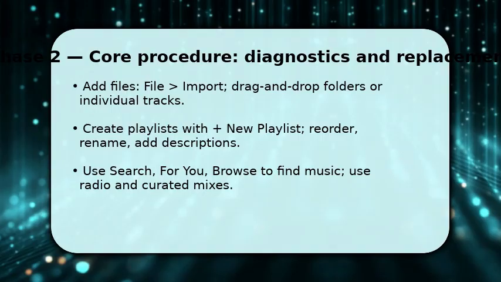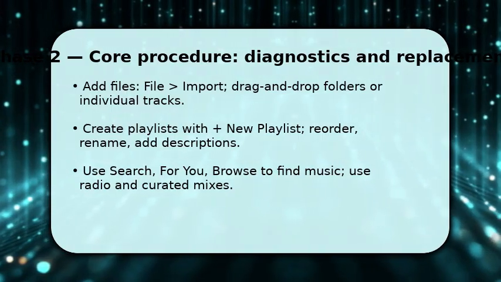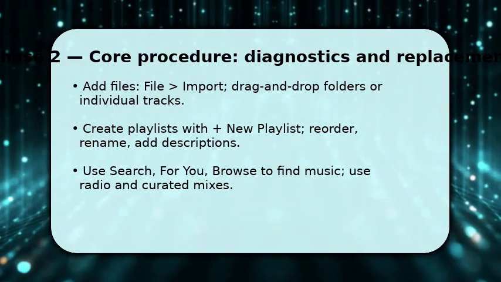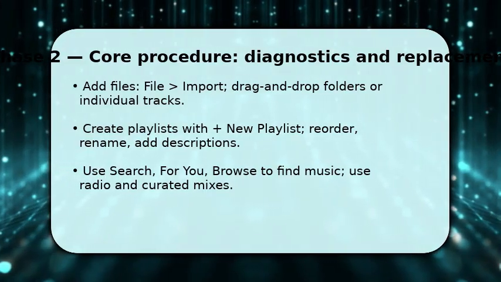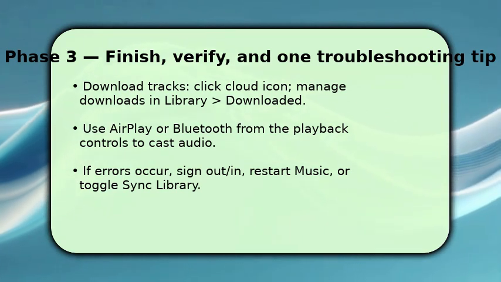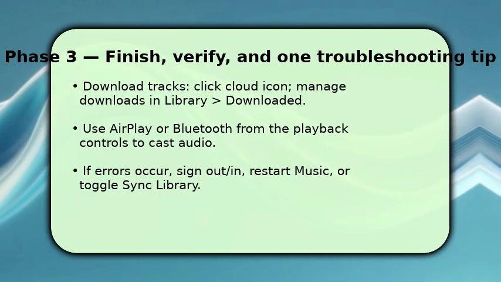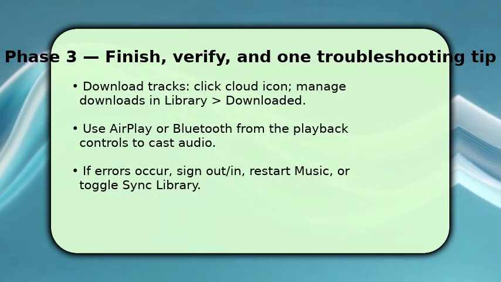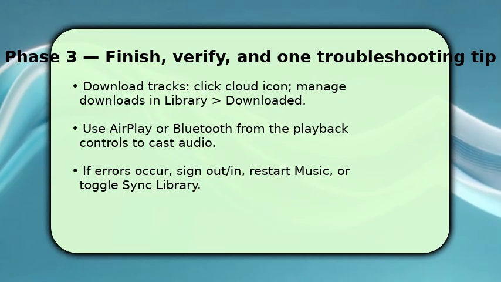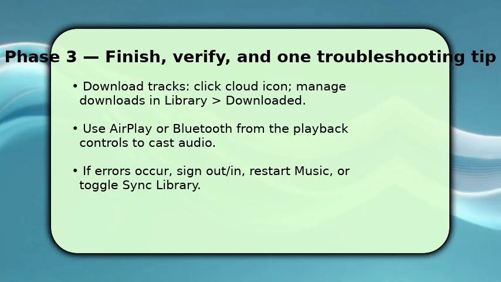Once done, tap the three-dot menu to add songs to a playlist or start a radio station for continuous play. Finish by playing and managing offline access. Click the cloud icon next to a song or album to download for offline listening and check Library Downloaded for storage. Use the AirPlay icon in the playback bar to stream to speakers or use Bluetooth in System Settings for devices. Learn basic shortcuts: space to play/pause, CMD plus right arrow to skip.